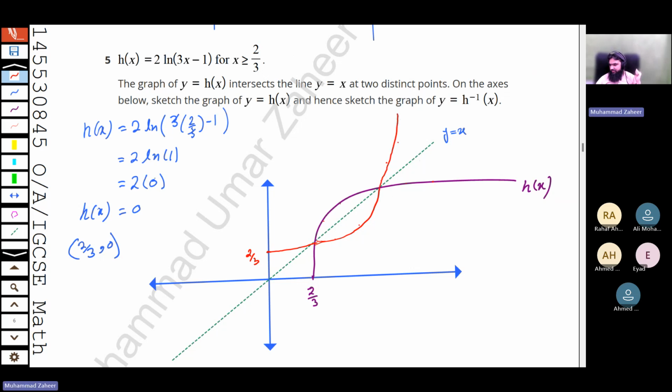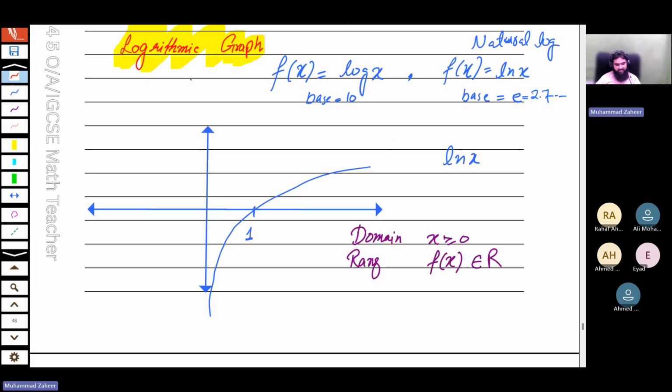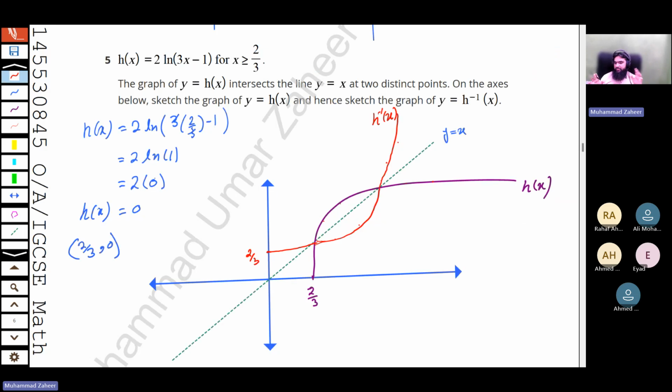So this is the function h inverse of x. Here I just have the general shape of the main logarithmic function. With the help of that, I'm going to make a sketch of h of x as well as h inverse of x. I'm just going to start from 2 over 3, because the values start from 2 over 3.